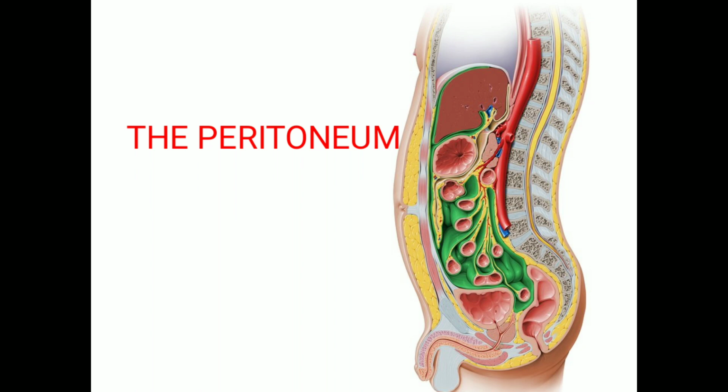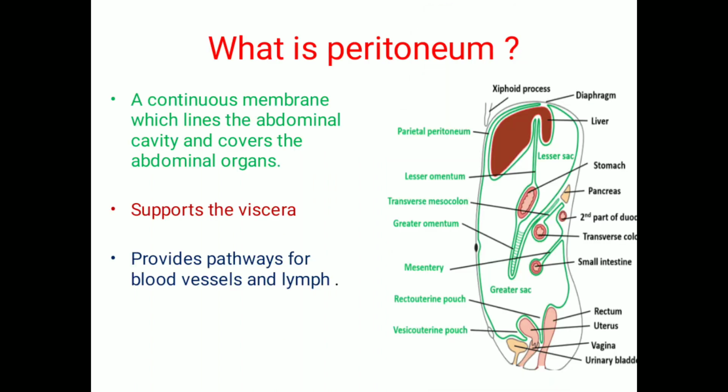Hello everyone. Today I'm going to discuss the anatomy of the peritoneum. What is peritoneum? It is a continuous membrane which lines the abdominal cavity and covers the abdominal organs.